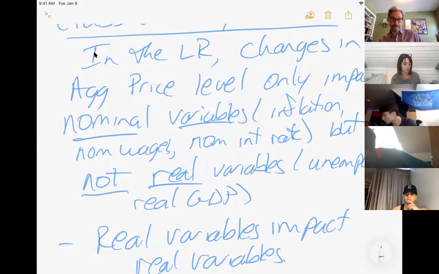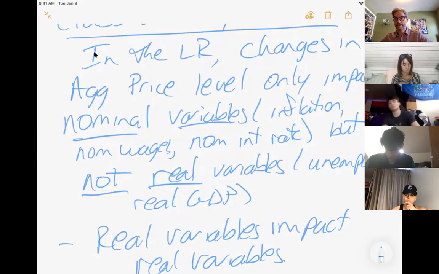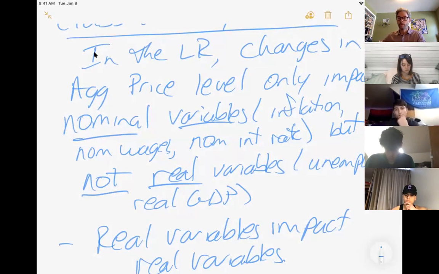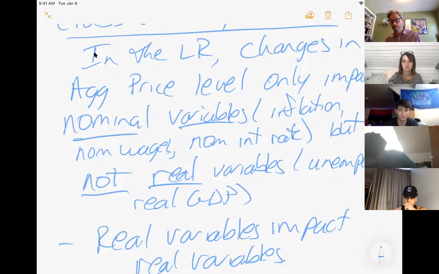If I can give you another analogy that might help, think about what happens during daylight savings time, right? We move our clocks back an hour. Well, our clocks are really measuring a nominal variable, right? A clock is really a nominal quantity. So we can change our clocks back an hour, forward an hour, that's great. But what about the position of the sun? The position of the sun is a real variable. When we change our clocks, does it change the position of the sun?